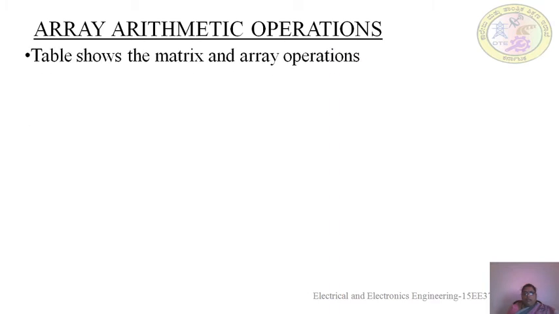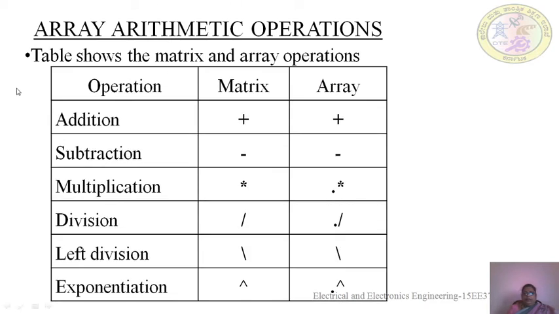Now, this table shows us the difference in the matrix and the array operations. Addition, matrix has plus, array has plus. Subtraction, matrix has minus symbol, array has minus symbol. There is no change here. Why? Because element by element addition and element by element subtraction is going to take place. Multiplication, there is a difference. You can see here, there is no dot. Rows and columns are multiplied here. But whereas here, element by element multiplication is going to take place in the array. Division, same, the dot is here.